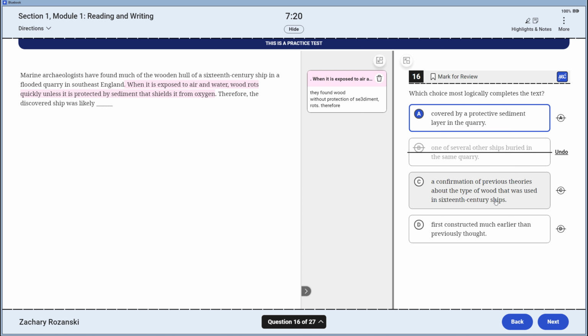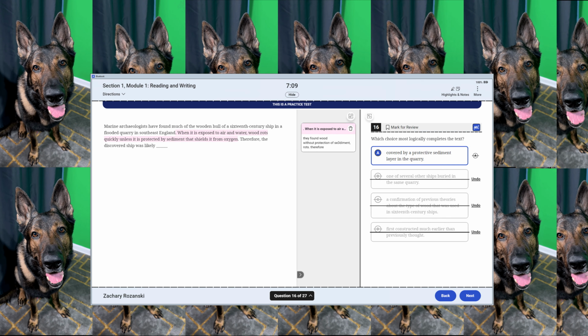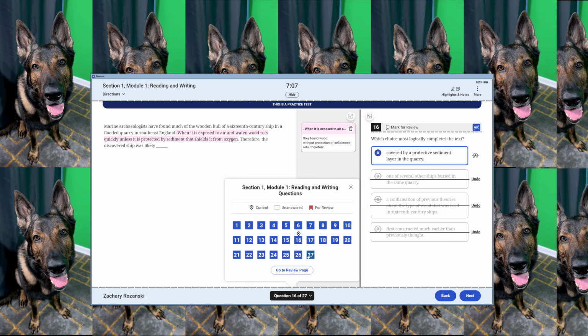That there would be many doesn't prove anything. A confirmation of previous theories about wood type. Nope, we don't have a statement about wood type. And first constructed much earlier. No. A, I mean, I love when I see the one that A is giving me just being exactly what my expectations are. Couldn't be more beautiful. Thanks for hanging out. That is the entirety of this beaut.